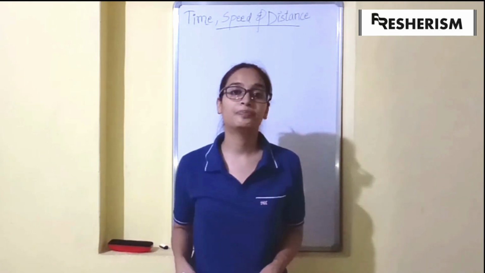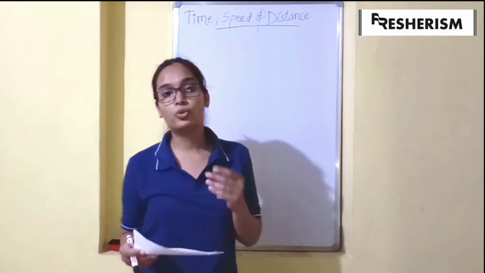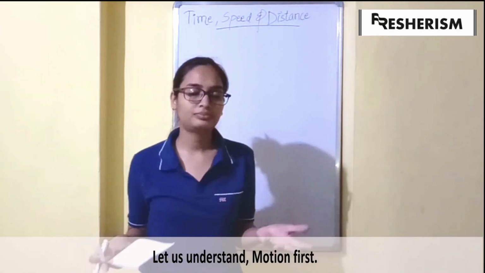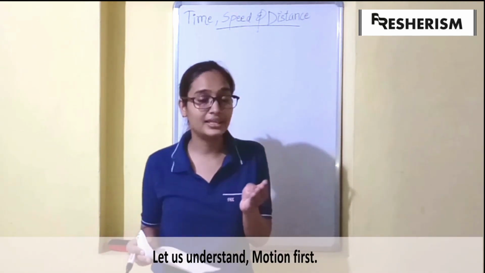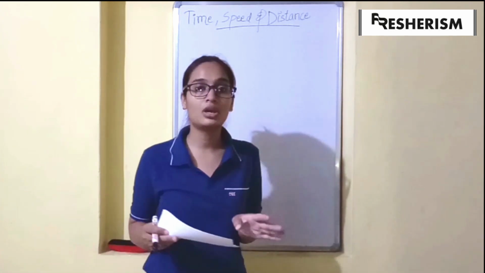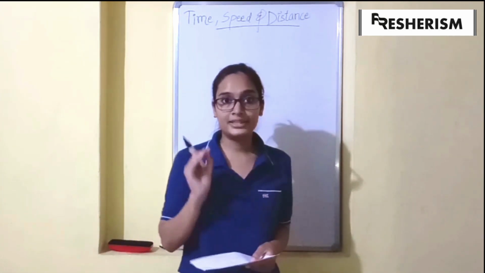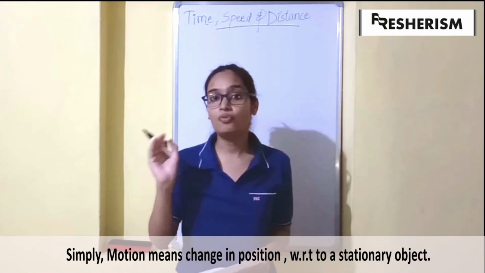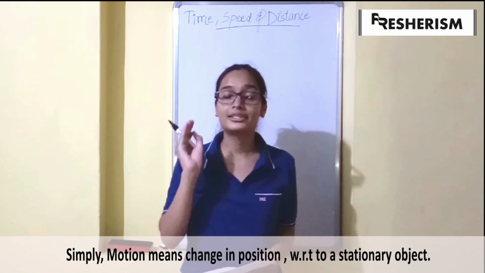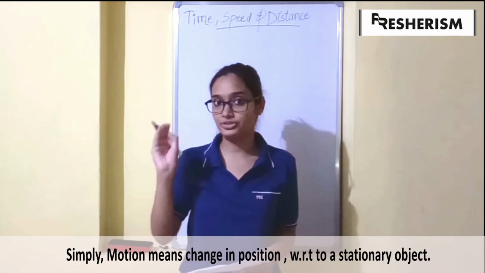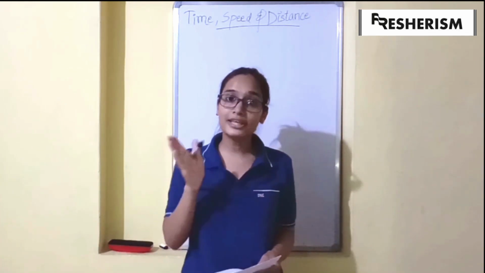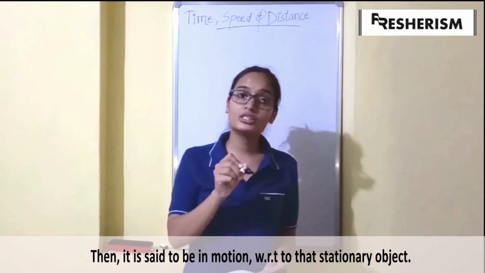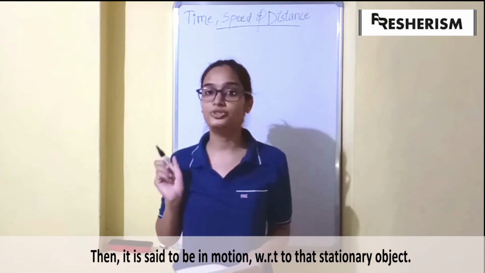So let us start. The first thing is motion. So what is motion? Motion is basically the change in position. So we can say that when an object changes its position with respect to an external stationary object, then it is said to be in motion with respect to that stationary object.